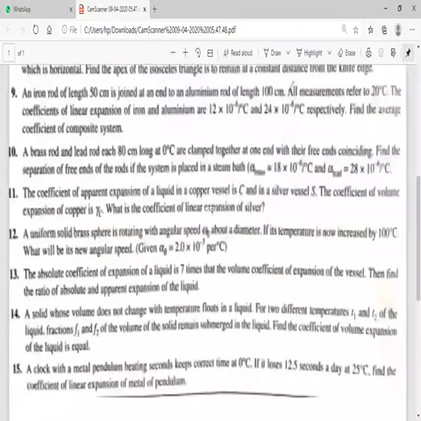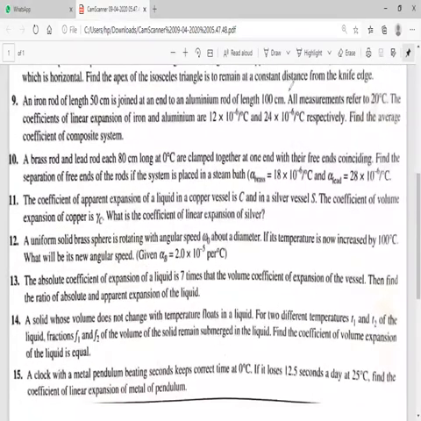See question number 11. The coefficient of apparent expansion of liquid in a copper vessel is C. It is given that the coefficient of apparent expansion of liquid in a copper vessel is C, in a silver vessel is S. In both cases, apparent expansion values are given. The coefficient of volume expansion of copper is gamma C. And what is the coefficient of linear expansion of silver?